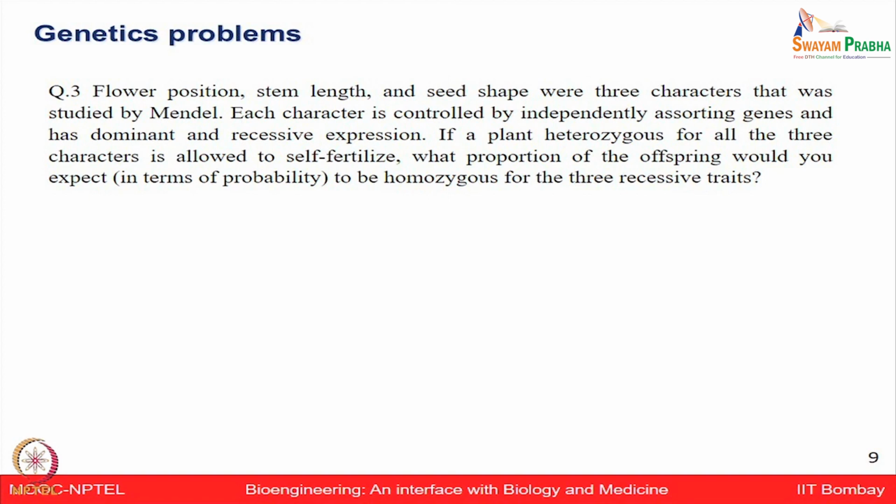What proportion of the offspring would you expect, in terms of probability, to be homozygous for the 3 recessive traits?